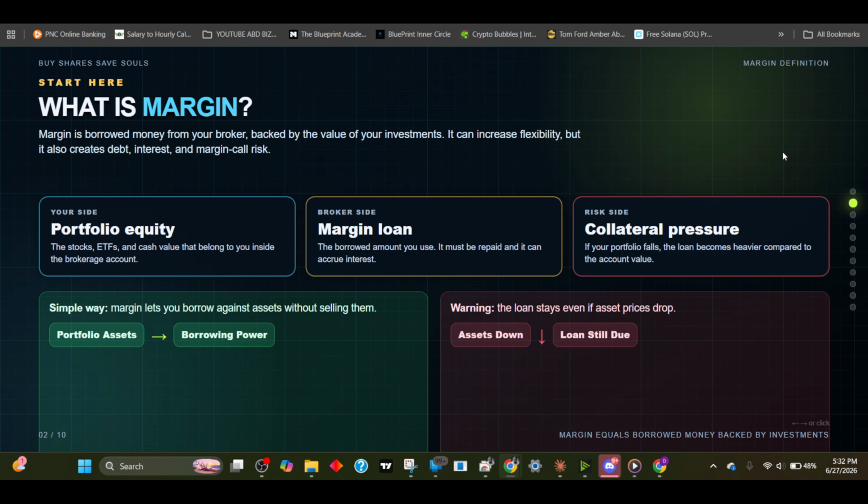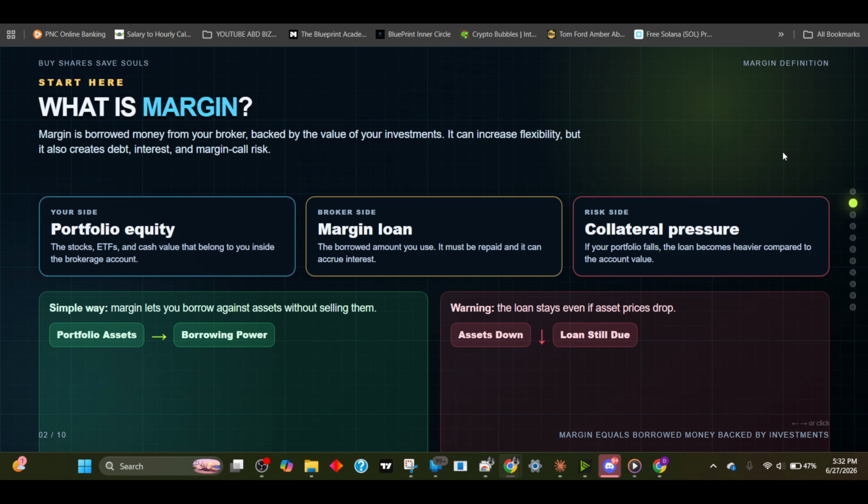So the margin loan, that's the borrowed amount that you use and it must be repaid and it can accrue interest. The one thing I love about margin is it's not like a traditional loan. It's not like a traditional credit card. You can pay it back whenever you want to pay it back. There's no due date. There's no monthly payment. The whole object of it is to use that money to buy more assets, or in my case, to pay my bills in addition to buying assets.